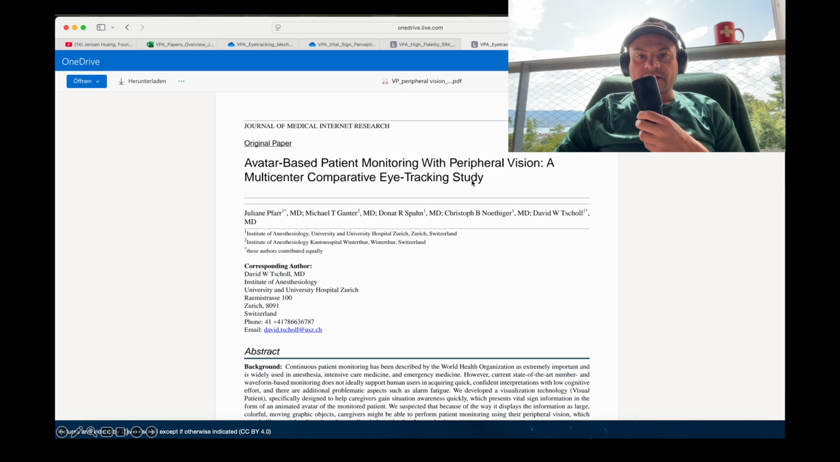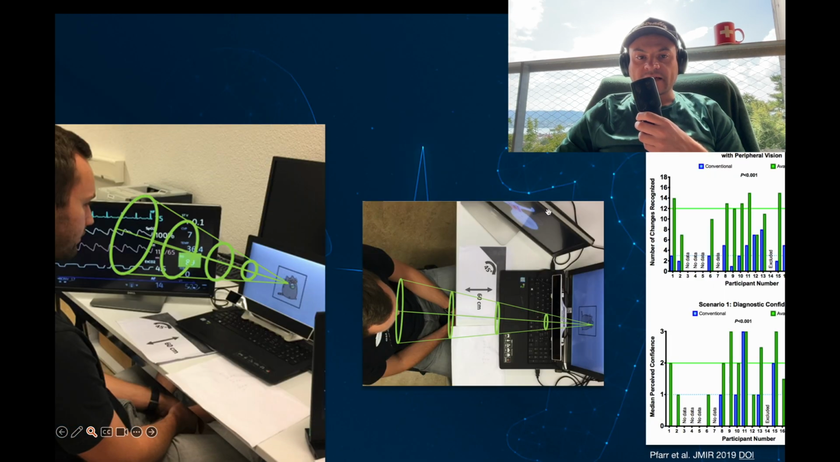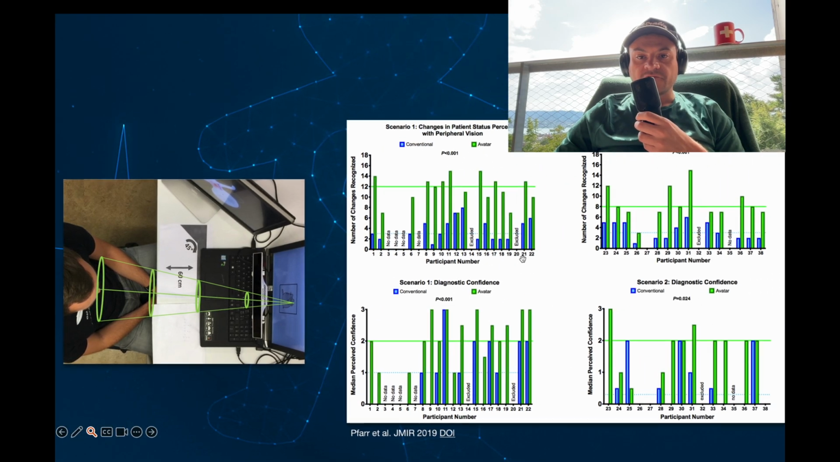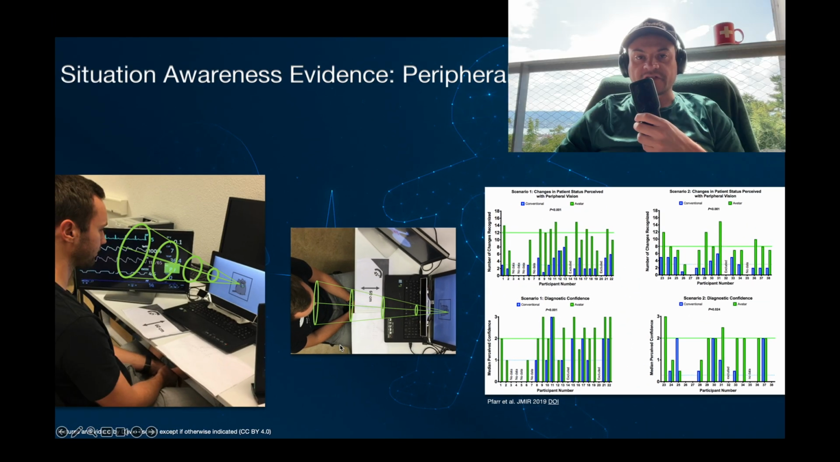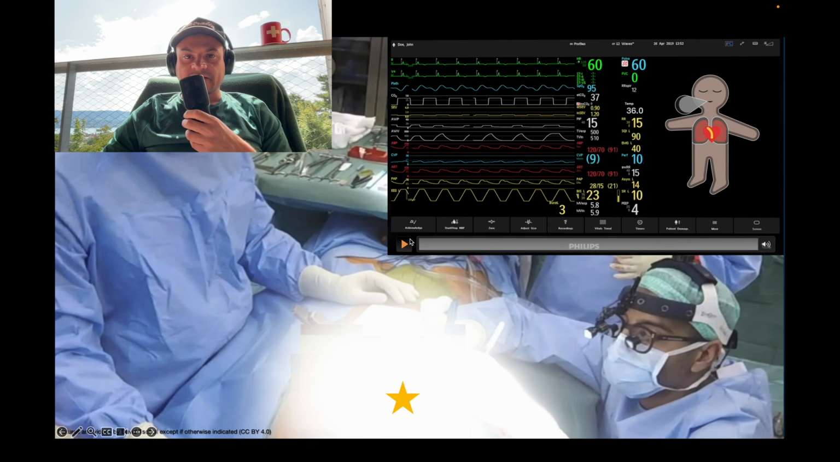In another eye tracking study where we showed avatar and conventional scenarios in the participants' peripheral field of view, we found that with the avatar, a lot of the parameters of the vital signs the participants were able to recognize with their peripheral vision. Let's actually try this together in this live demo.